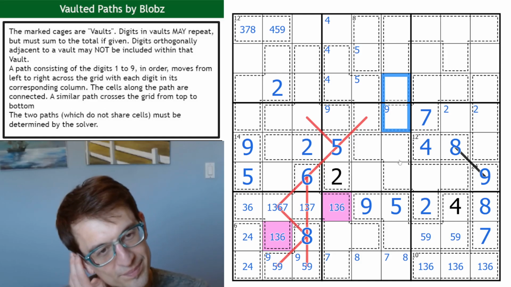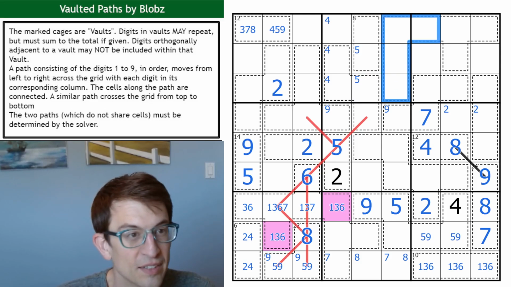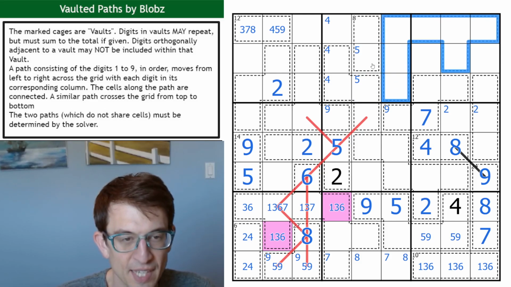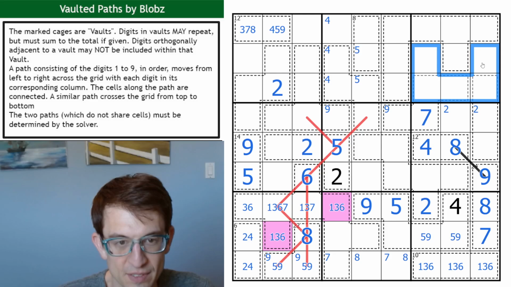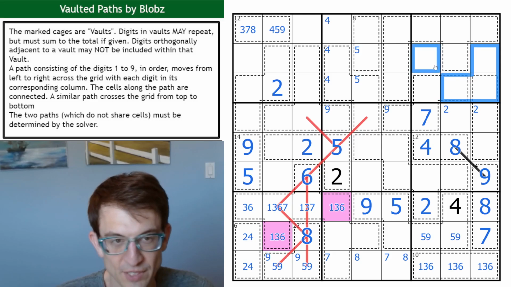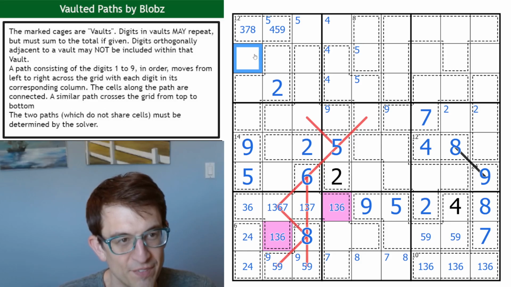6s. 5 is not in this cage, no matter where 5 is. So 5 is in one of these. That's going to form an X-wing. So 5 is definitely one of those two cells. Yeah, I don't know. If this is, I don't know.